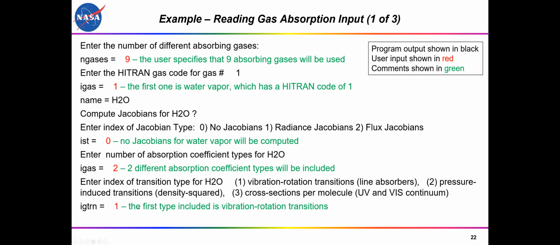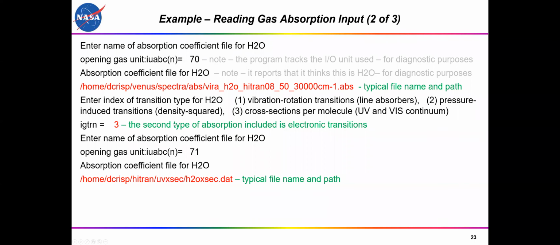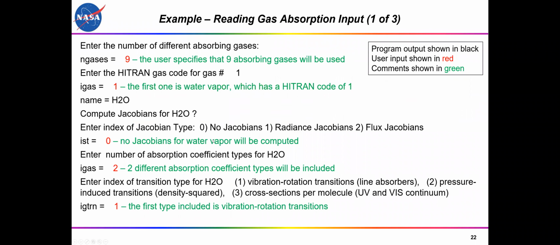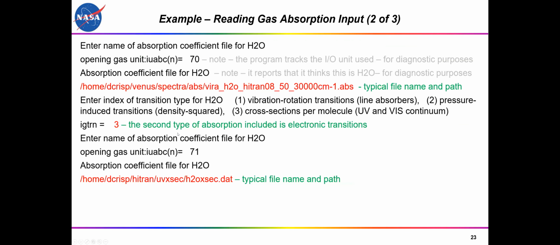So the first type is vibration rotation transitions here, for example, and the other was 3, the UV cross sections. I do not have or do not need collisionally induced transitions for water vapor because that's actually built into the line formulation that I'm using. Don't worry about that for now. So I'm going to use no Jacobians. I'm going to look for 2 different kinds of absorption coefficients. It's going to ask me for the file names for those 2 different kinds of absorption coefficients. These are the vibration rotation absorption coefficients in an unformatted Fortran binary file that has this name. And then the cross-section file has this name. This will be an ASCII file for the UV cross sections.